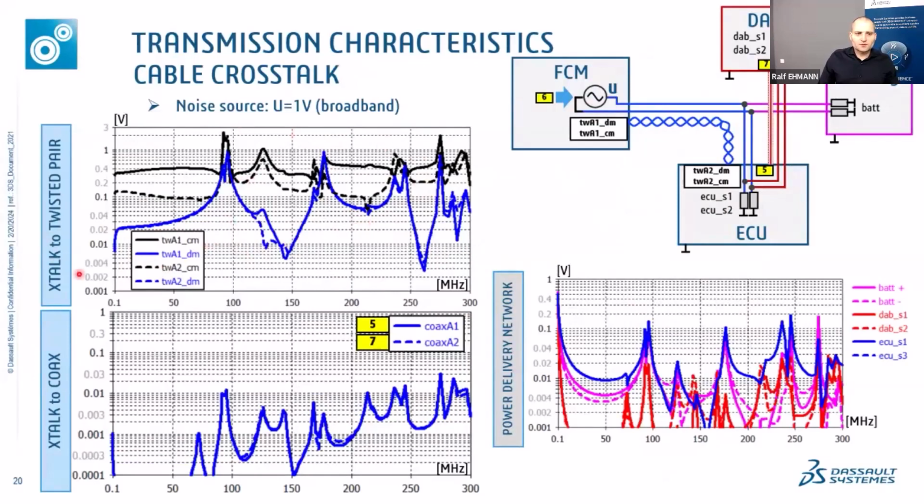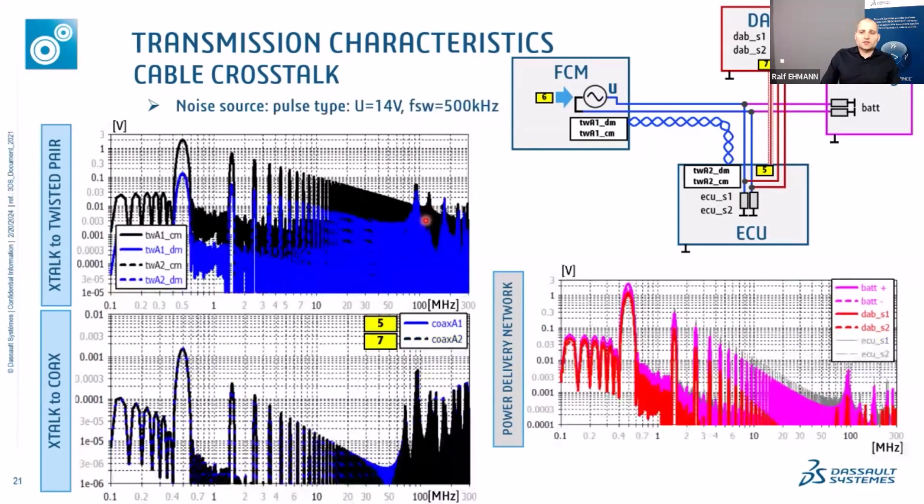So we wanted to see what the crosstalk is to the twisted pair, which you can see on the top graph, and the crosstalk to the coaxial cable, which is on the bottom. We try to depict the coupling via the colors. The black corresponds to common mode, and the blue corresponds to differential mode. So let's take a look at the example with the switching excitation. We can see that, of course, the coaxial cable coupling is much smaller than the twisted pair.